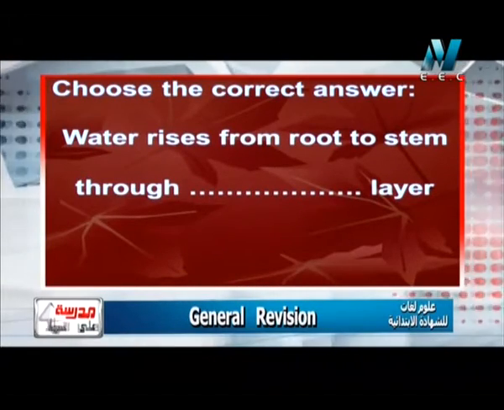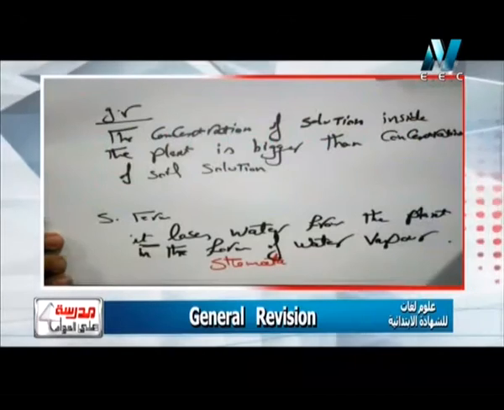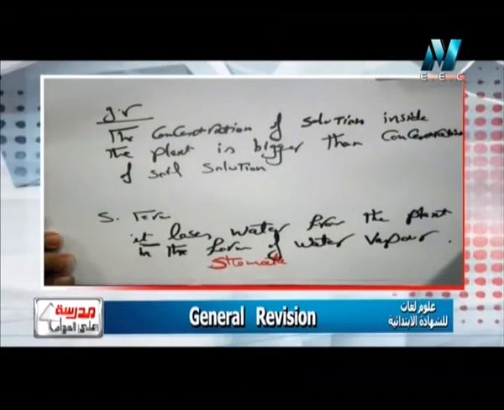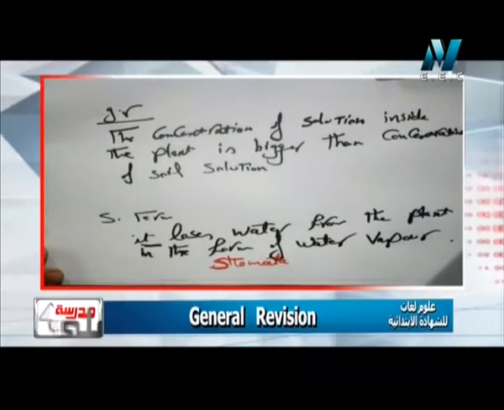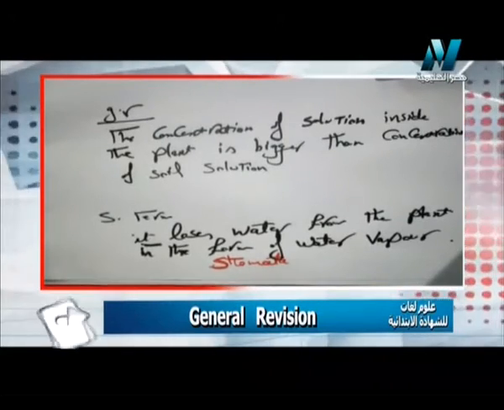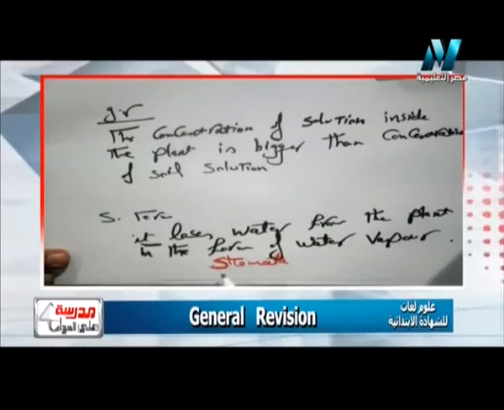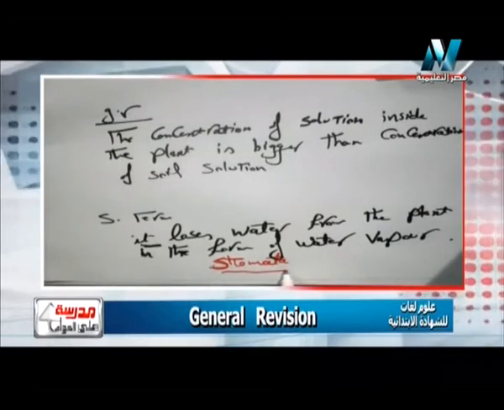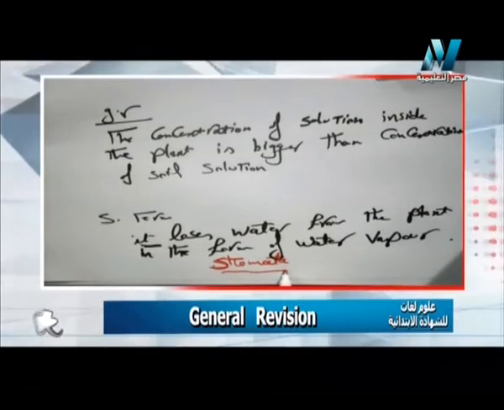Let's write together the answer of the question. Again, the stomata or the opening that is found on the lower leaf surface, larger than or bigger than the upper surface of the leaf, that helps in the transpiration process. So here the answer will be the stomata.